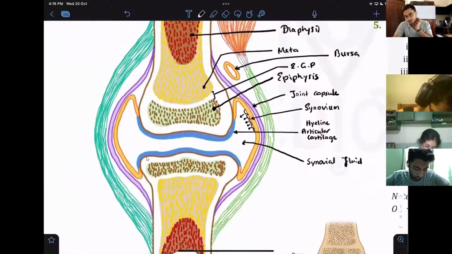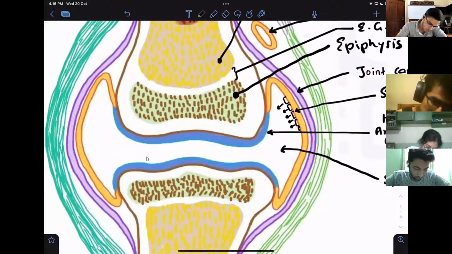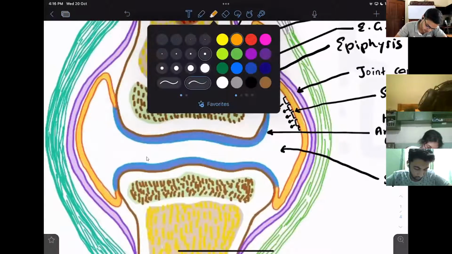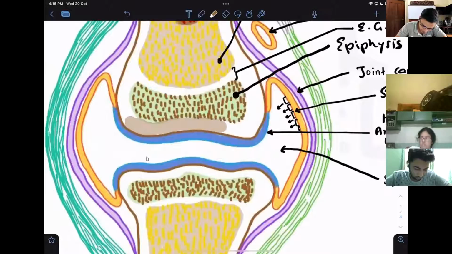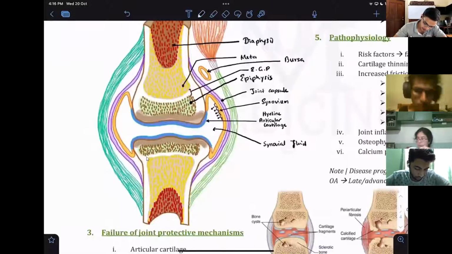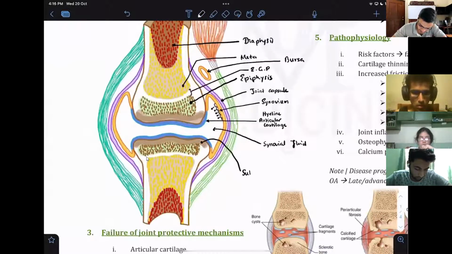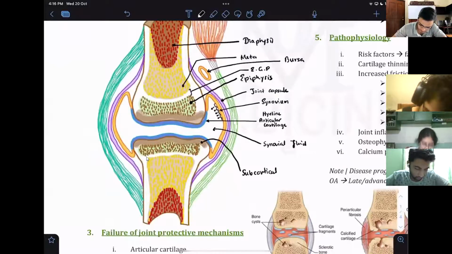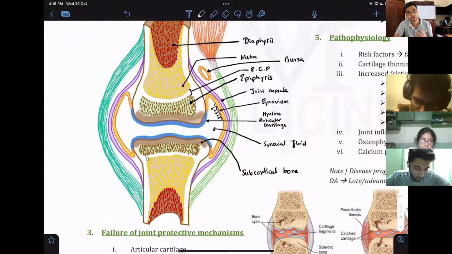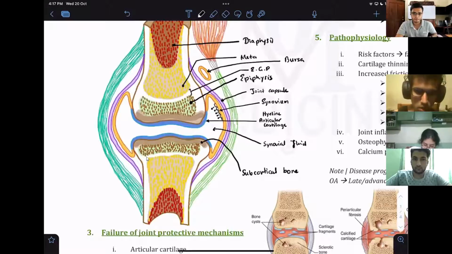Then the next thing I want you to look at is this bone, guys. You can take another color and color the bone that is just underneath the cartilage. We give this bone a special name: subcortical bone. These terms are important because when we come to the pathophysiology, when I say there is subcortical bone sclerosis, I want you all to understand where that is.